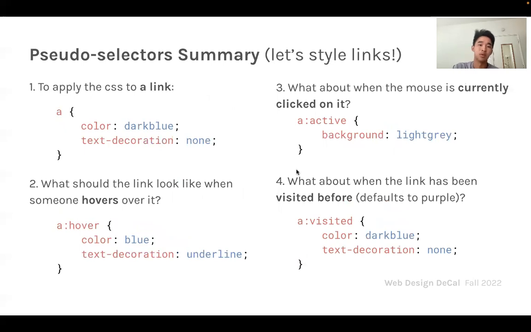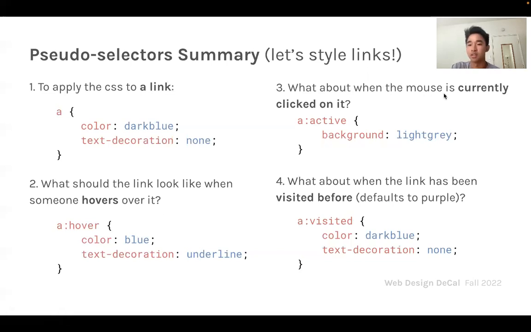And then say we want to style a link. If we want to apply CSS to every link on the page, we do color blue and text-decoration none. So what if we only want to change the link when someone hovers over it? Then we would use the pseudo selector hover. So it'd be a, then colon hover, and these rules will only apply when you're hovering over the tag.